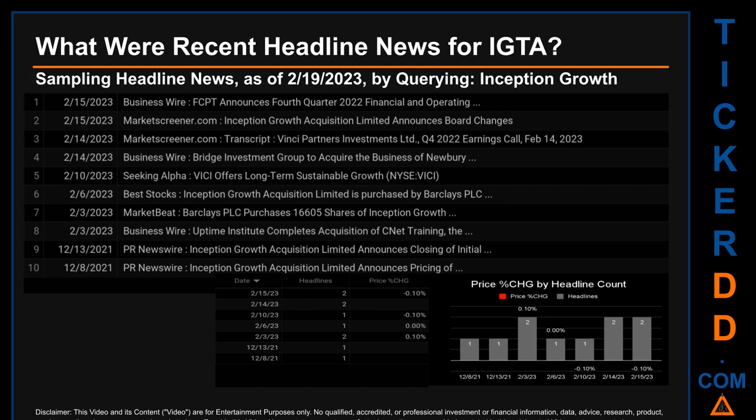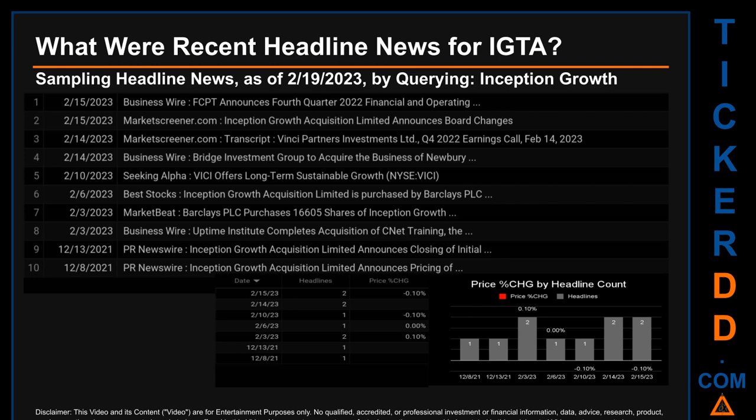On Tuesday, February 14, 2023, first, MarketScreener.com published the headline that read, Transcript, Vinci Partners Investments Limited, Q4 2022 Earnings Call, February 14, 2023. Second, Business Wire published the headline that read, Bridge Investment Group to acquire the business of Newberry.